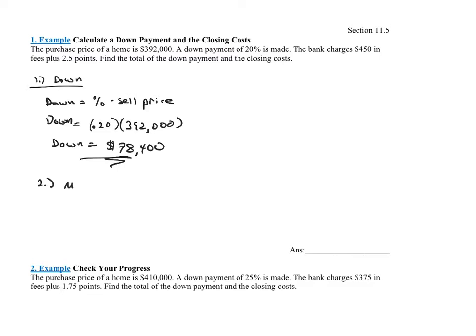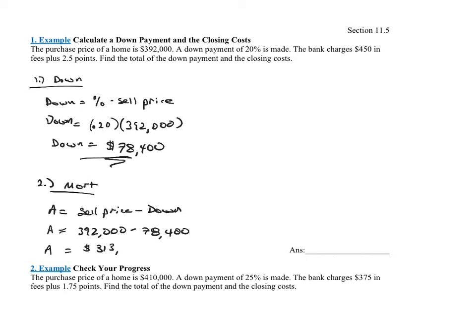Now that we know the down payment, we can calculate the mortgage amount. To calculate the mortgage amount, again, you're going to do the sale price minus the down payment. So in this case, the sale price for the home was $392,000. The down payment was $78,400. That means my mortgage amount, use your calculator, I'm getting $313,600. That's my mortgage amount, so that's how much I need to borrow.